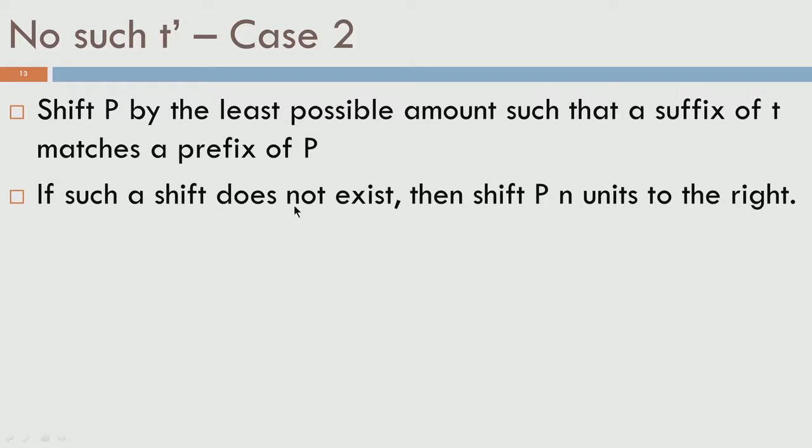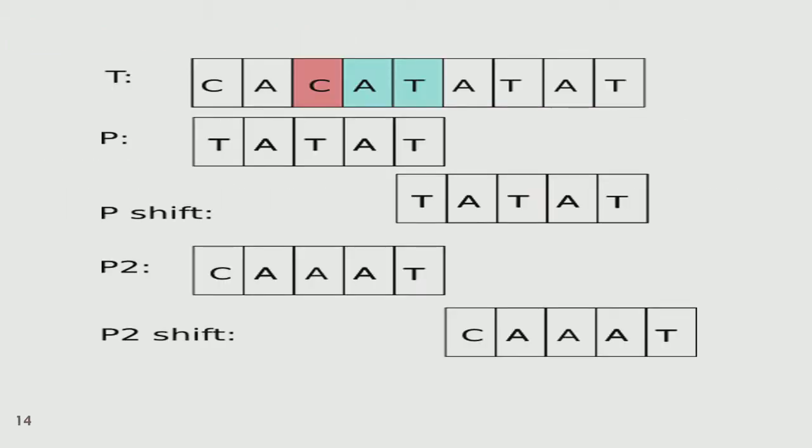Now, if such a shift does not exist, then we recommend that you shift P n units to the right. So, these are the 3 steps in the good suffix rule algorithm. Let us just take a look at an example for the case 2. Recall that we have already seen an example for case 1. There are 2 examples here, one to exemplify the first possibility of case 2 and the second one to illustrate the second possibility in case 2.